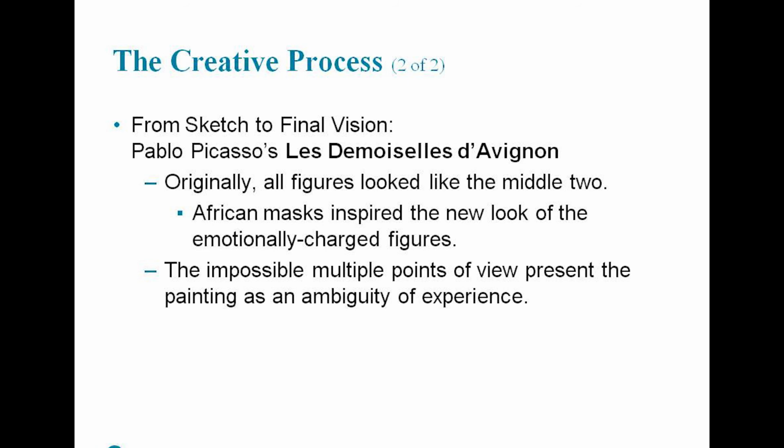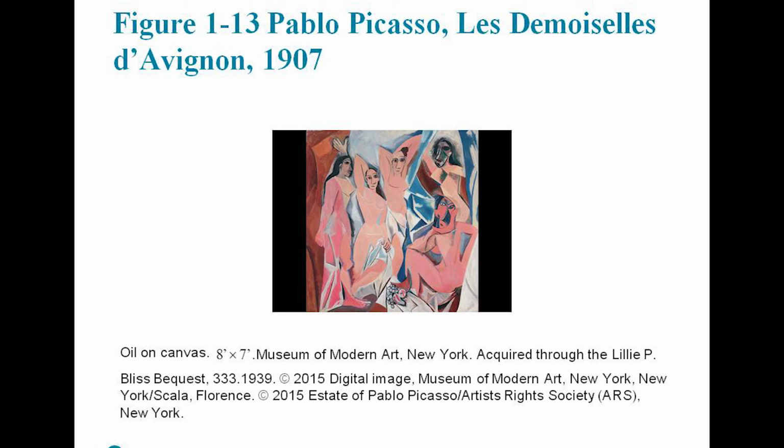The impossible multiple points of view present the painting as an ambiguity of experience. So the way he drew the women with this crazy positioning, where you can't tell if it's the front of the woman or the back of the woman, makes your brain go, it's an optical illusion, what's going on? What is that? So we'll look at that.